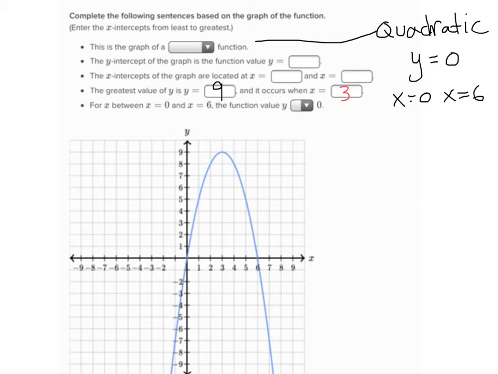Let's read the last one. It says, for x between 0 and 6, in between 0 and 6, the function value y is, and they want you to tell, is it less than, greater than, or equal to 0? Oh, I shouldn't have written that, equal. So they want me to tell between 0 and 6, is the graph above the x-axis, below the x-axis, or on the x-axis? Above, yeah, from 0 to 6, you can see the graph is above the x-axis the whole way. And so y would be greater than 0.